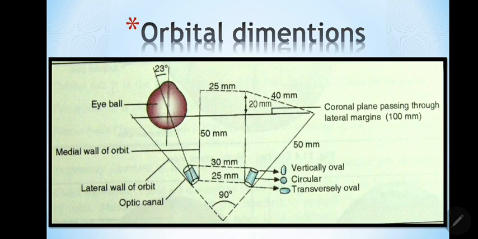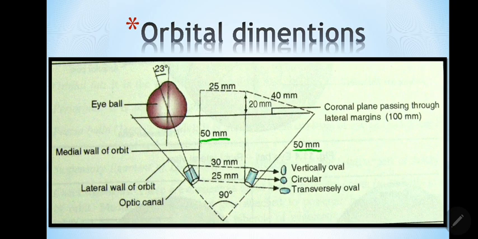Next we are seeing the orbital dimensions. So the two orbits you are seeing here, right? And as I said, the medial walls are parallel to each other, and you can see the depth of the medial wall is around 50 millimeters, right? So it's 50 millimeters, the length of the medial wall. Similarly, now look at the lateral walls. The lateral walls, the length is the same, right?